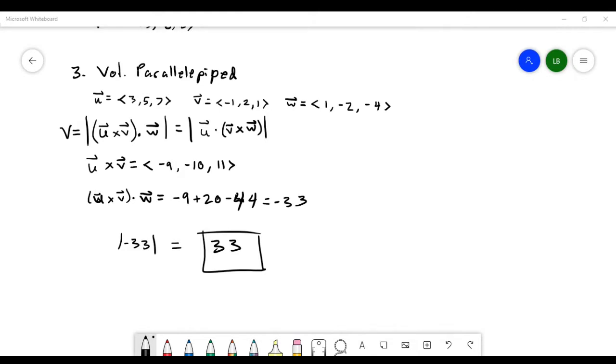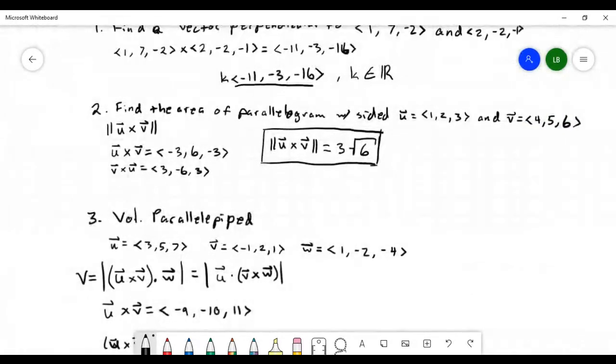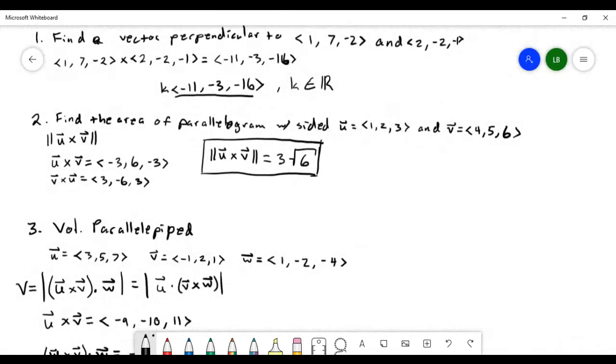Can I go back to number 2 real quick? Sure. I didn't work out my whole process for finding the cross product. I just used the standard cross product formula. Of course, if you wanted to double check your cross product, you can take the dot product. So (-3, 6, -3) dotted with (1, 2, 3) gives you -3 plus 12 minus 9, which comes out to 0. So it's perpendicular to u. And then likewise, you can check and see that it's perpendicular to v, so you know that the cross product is correct.